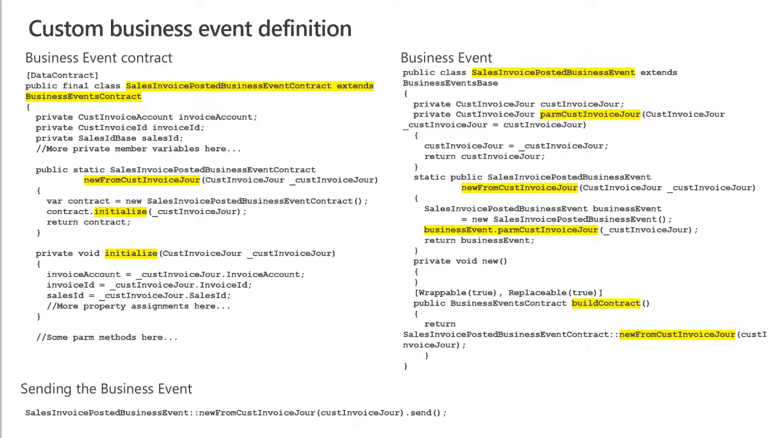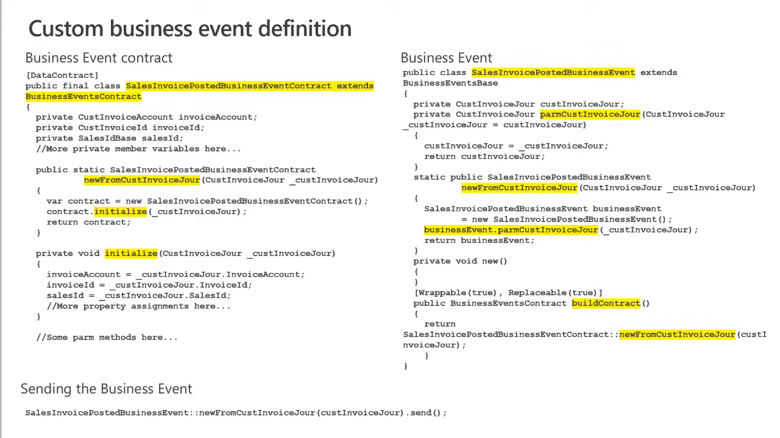In this example, the sales invoice posted business event contract is defined. The sales invoice posted business event is defined. And then there's just that single line of code down the bottom left corner to send the business event with its sales invoice payload. As I mentioned, these custom business events can be placed anywhere in your application code where a significant event occurs.